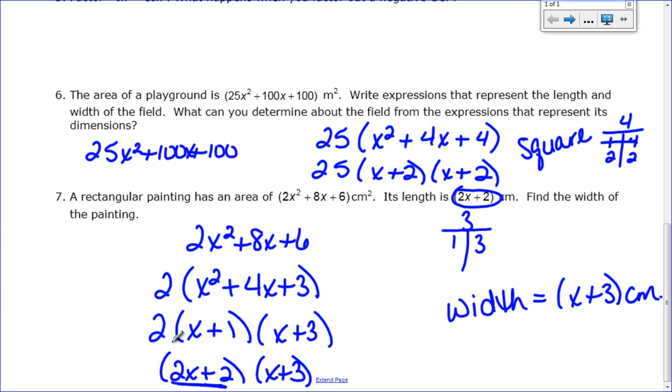And so we don't always distribute that back in. I only did to show you that this makes that same factor that they gave us, and so that you can see that there's the length, this makes the width, and when I multiply them together, this gives me the area. So here's your width at x plus 3.